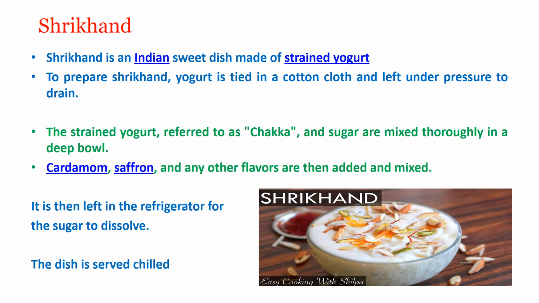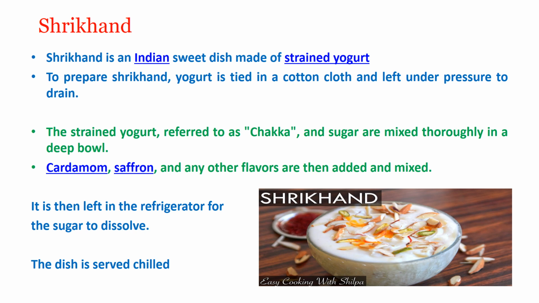Now here is another important Indian sweet dish from the fermented milk, that is called Srikhand. Srikhand is an Indian sweet dish made from strained yogurt. So yogurt is strained and liquid is allowed to go. After that sweet is added, even the fruits are added, and then it is kept in chill for serving. So that's the Srikhand. To prepare Srikhand, yogurt is tied in a cotton cloth and left under pressure to drain.